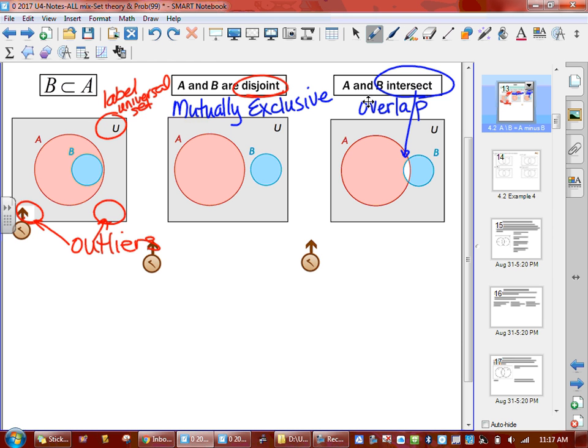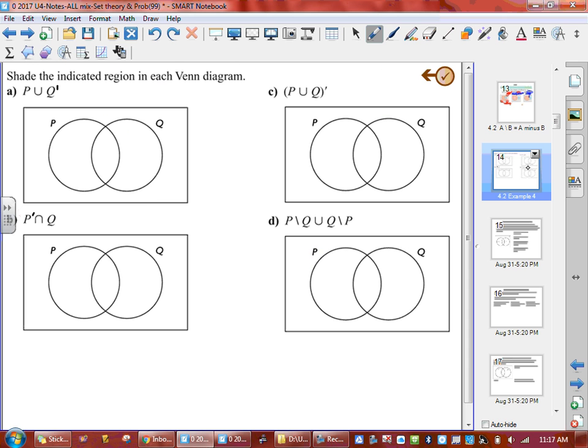Now we're going to shade more. Let's see how our shading goes. All right, let's take a look at some symbols again. How would I read letter A? P or Q prime. Absolutely. So if I've got P or Q prime, what does Q prime refer to? Everything that Q is not. So everything Q is not. It is the complement of Q.